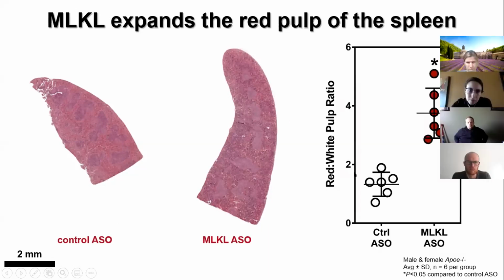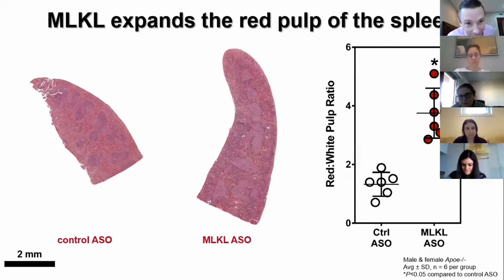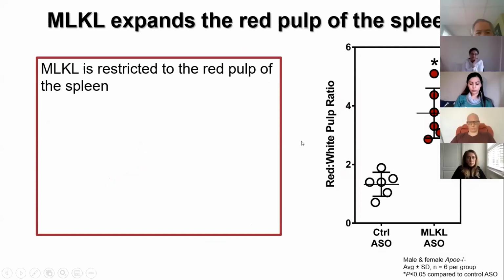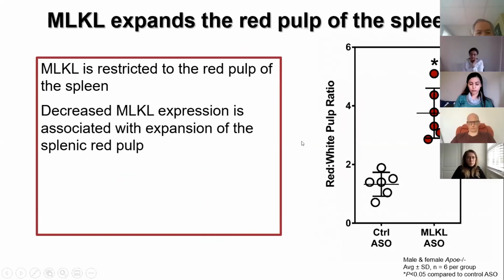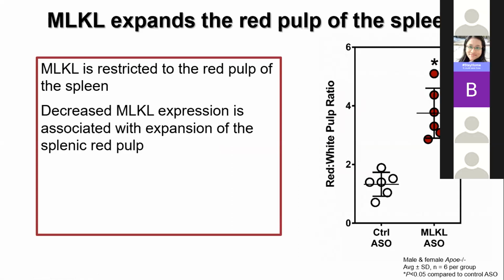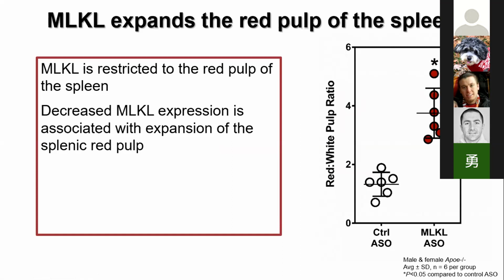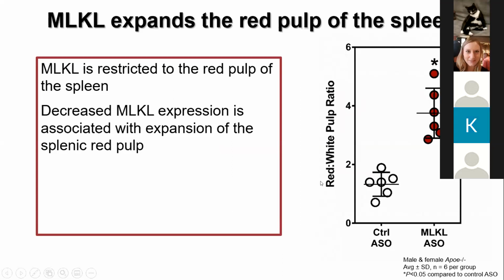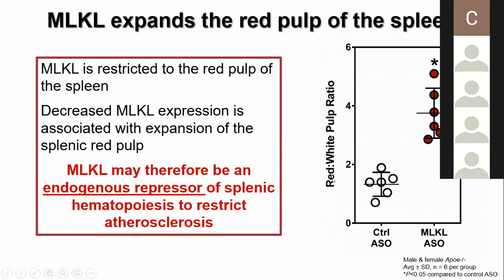And when you quantify this, there's an almost threefold increase in the red to white pulp ratio after MLKL knockdown in the spleen, consistent with the increase in spleen weight that we previously observed, together suggesting that MLKL is restricted to the red pulp of the spleen, and that decreased MLKL expression, either endogenously by feeding a Western diet or by pharmacological means by knocking down MLKL with the MLKL ASO, is associated with the expansion of the splenic red pulp.